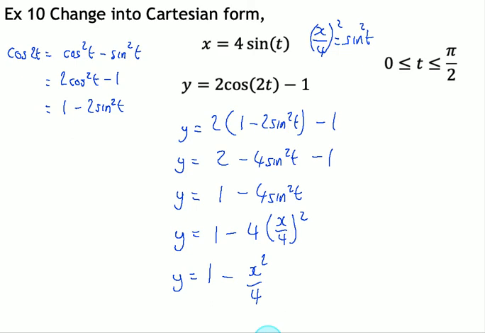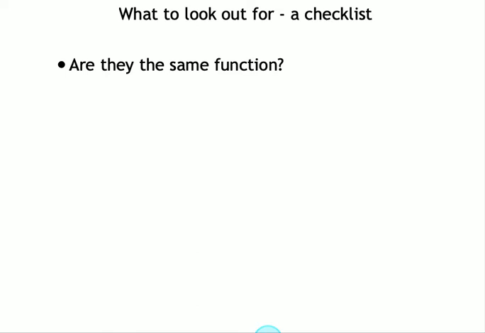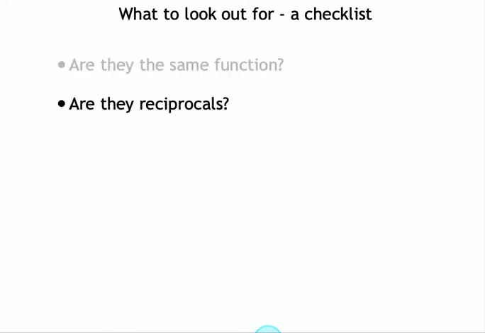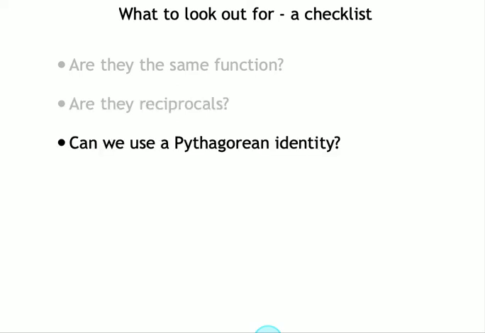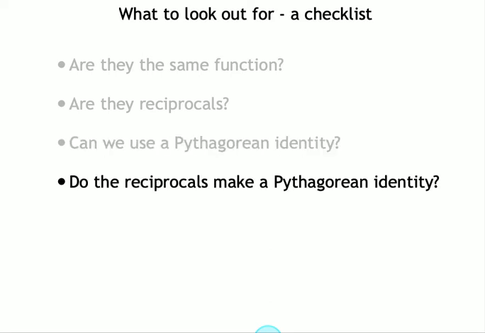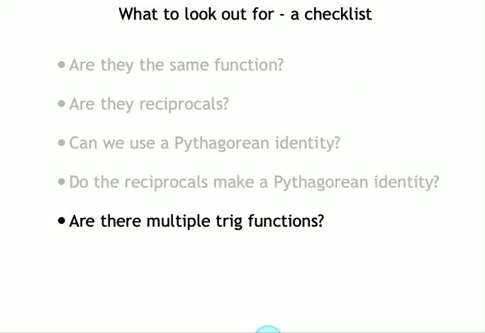So that was a little crash course in parametric to Cartesian using trigs. So just a little checklist here for us. Were they the same function? Are they reciprocal of one another? Can we use sine squared plus cos squared equals 1 or the other two versions of that? Do the reciprocals of them make the Pythagorean identity? Do I take the reciprocal of 1 and then we have 1, or do I need to take the reciprocal of both and then we have a Pythagorean identity?